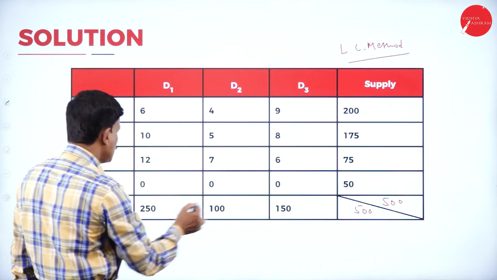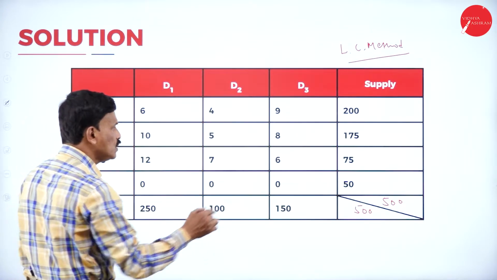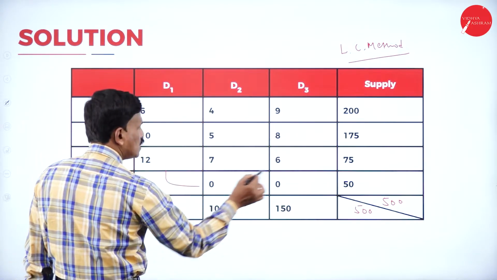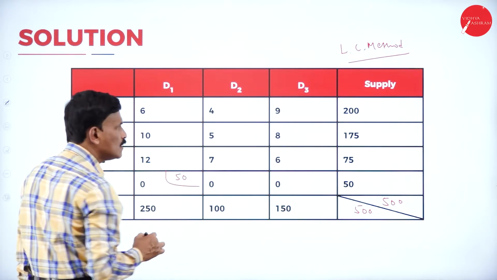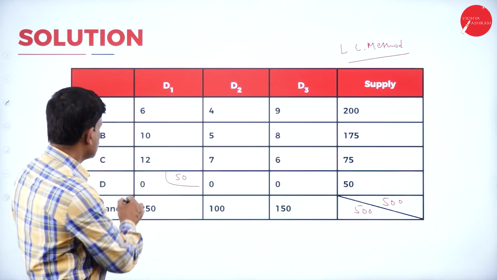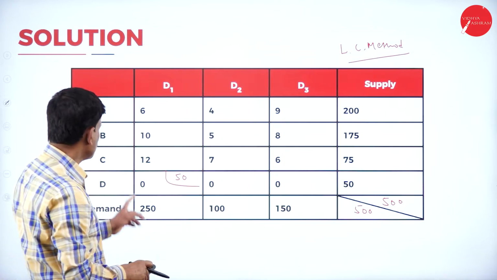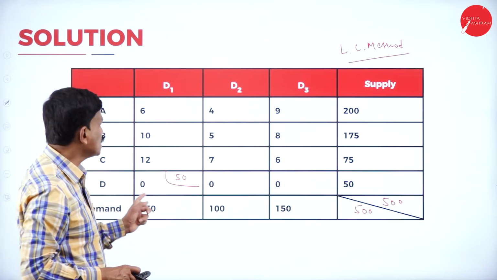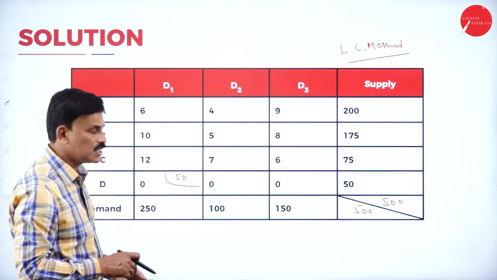Supply is 50 and demand is equal to 250. So, let me consider the least value as 50 from the supply. Since this is the least value, see there are 3 zeros. You can consider any 0. Let me consider the first 0 itself.